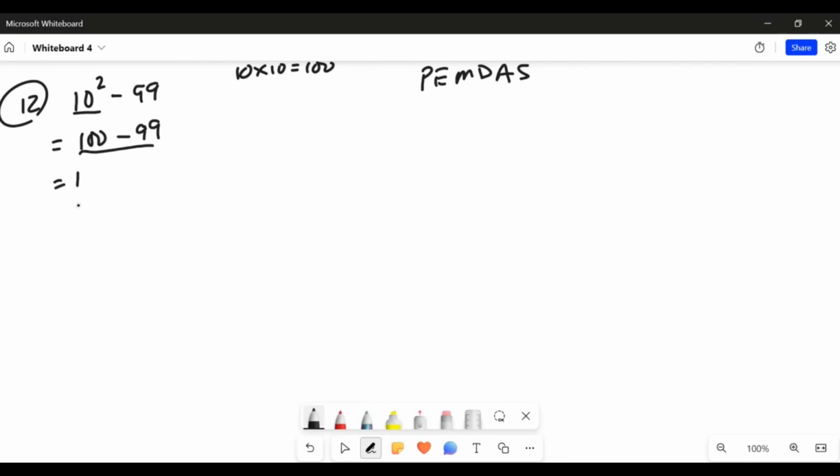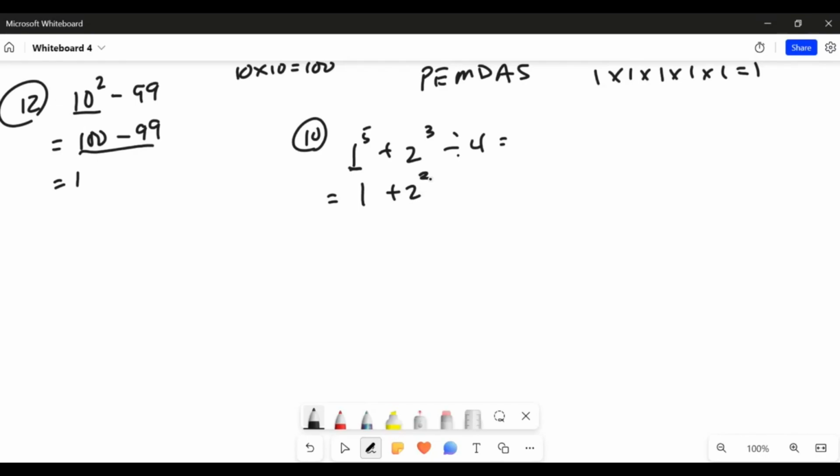And then 10 from this page was 1 to the 5th plus 2 to the 3rd divided by 4. Any parentheses? No. Exponents? Yes. So that's the first exponent that I come to. 1 to the 5th means 1 times 1 times 1 times 1 times 1. 1, 2, 3, 4, 5. And that's 1 plus 2 cubed divided by 4.